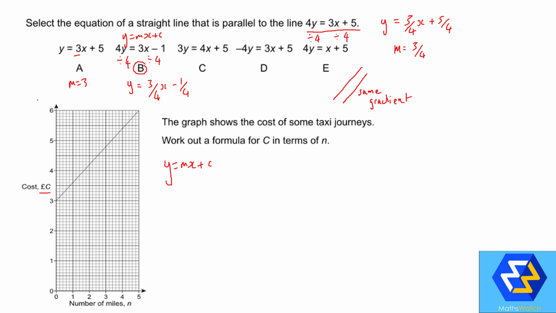So the cost is c, but this is like the y-axis. The number of miles is n, but that's like calling that x. So instead of y equals mx plus c, it's now going to be c, the cost, I'm going to write it like this so you understand, cost equals the gradient and n, the number of miles, plus a constant c. So using our knowledge, that little c I'm going to say is 3. So c equals 3, and that represents pounds.